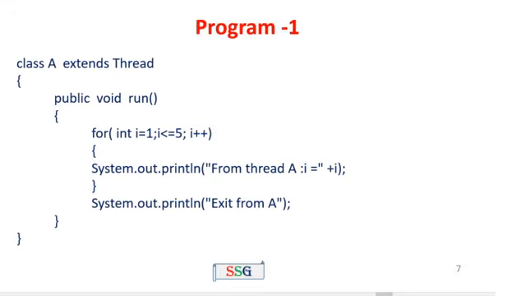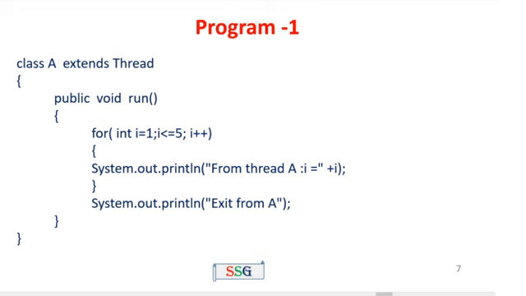Okay, the example program. Here is one program, class A extends Thread. First step, extends Thread. Second step, we have to override the method public void run. In this method, we are doing one task: for (int i = 1; i <= 5; i++).